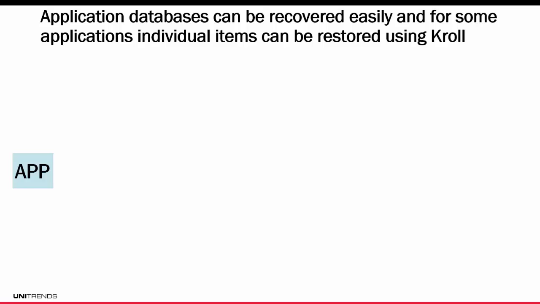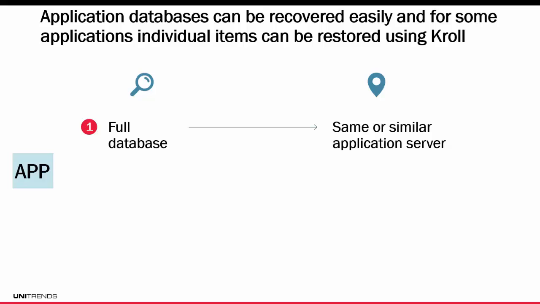Application databases can be recovered really easily, and for some applications, individual items can even be restored utilizing a program called curl. So for the full database, you need to again send it back to a same or similar application server. We can't send SQL backups to an Oracle server, but you can send the SQL backups to a different SQL server, which is most likely the case if you need to recover that SQL backup. You simply go into the Unitrends interface and very easily you can select which backup you want to recover and where to.